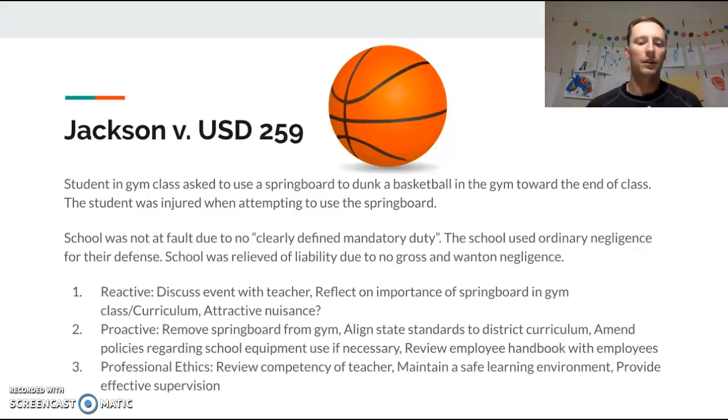As far as professional ethics go, I would review the competency of the teacher, and that's done through professional evaluations or walkthroughs and things like that. We need to maintain a safe learning environment for the students and be able to provide effective supervision. So that I think can all be done through professional supervision and making myself visible as the administrator.